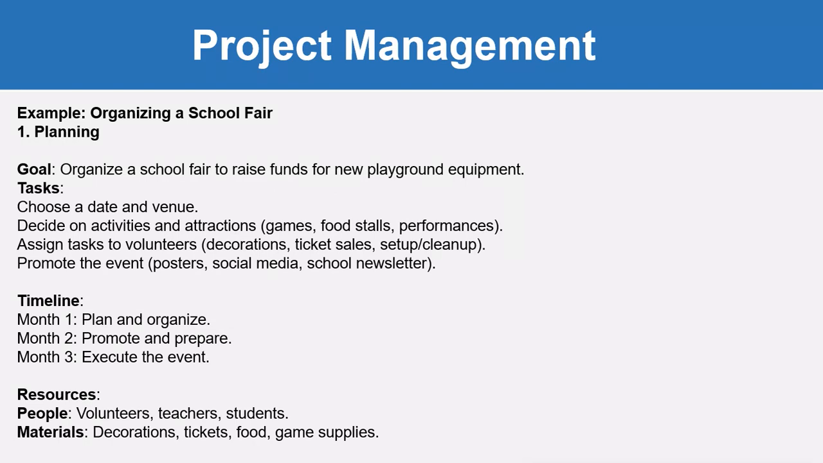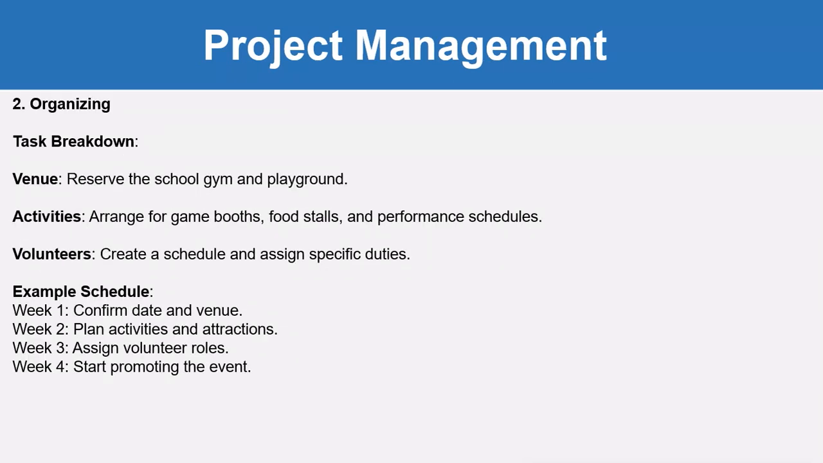The resources involved are people resources, meaning volunteers, teachers, students, and materials such as decorations, tickets, food, games, supplies, etc. Next is organizing, where we break down the tasks. First is the venue: reserve the school gym and playground for the school fair. The activities involved: arrange game booths, food stalls, and performance schedules.